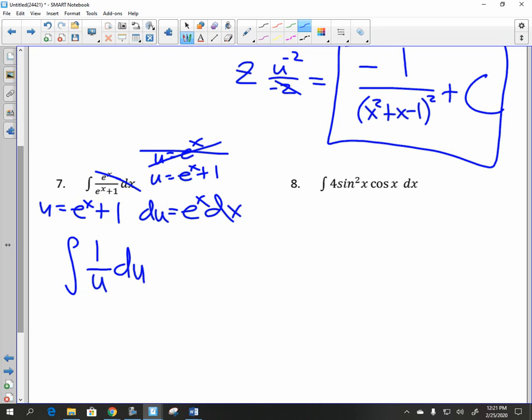Oh, no. Wait a minute here. You guys wrote that as u to the negative 1. So if I took the antiderivative, I would do u to the 0. Oh, no. Oh, no.